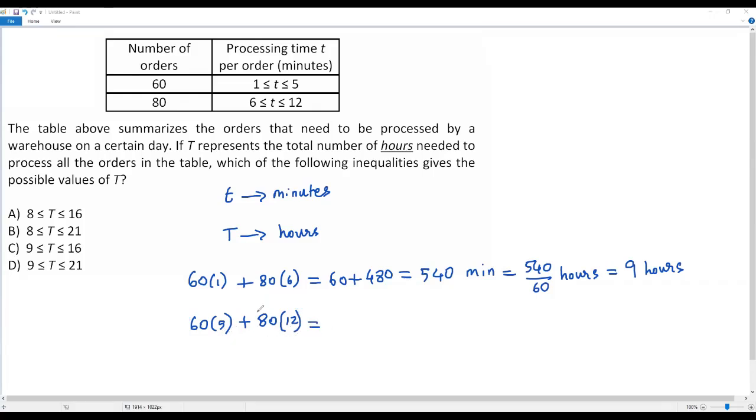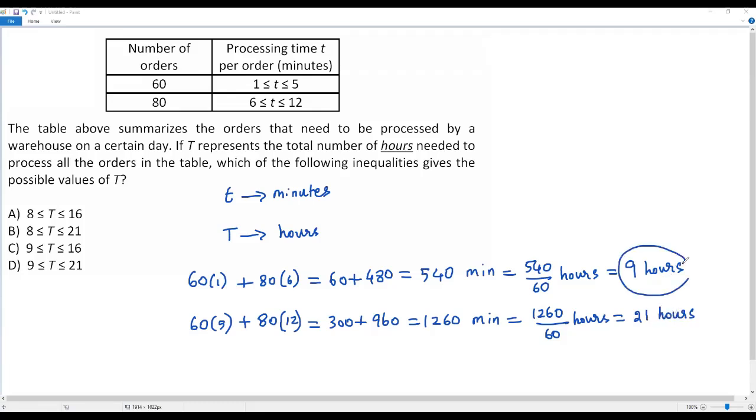Now let's find the total value of this one. 60 times 5 is 300, and 80 times 12 is 960. When I add them, I'm getting 1260 minutes. Now we have to convert these minutes to hours. For that, we divide this 1260 by 60, and it will become hours. When I divide 1260 by 60, I am getting 21 hours. So this 9 hours represents the total minimum time to process all the orders in the table above, and this 21 hours represents the total maximum time to process all the orders in the table above.